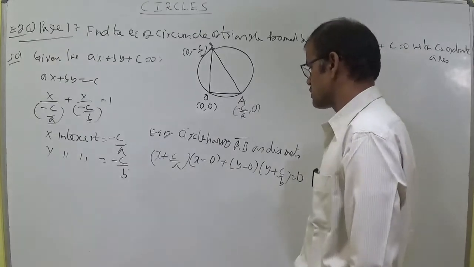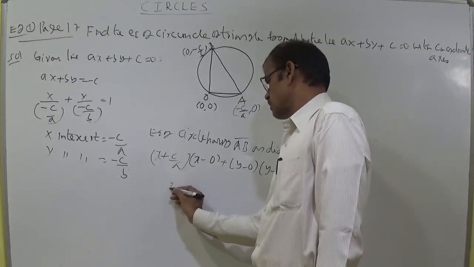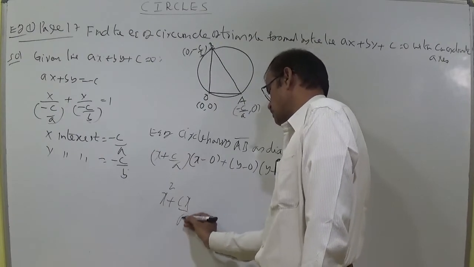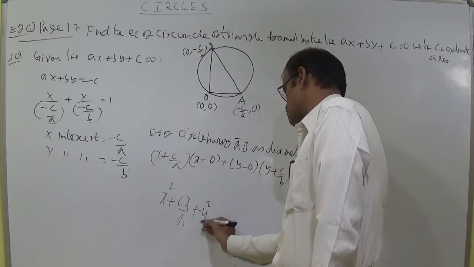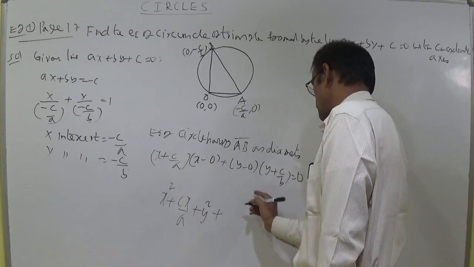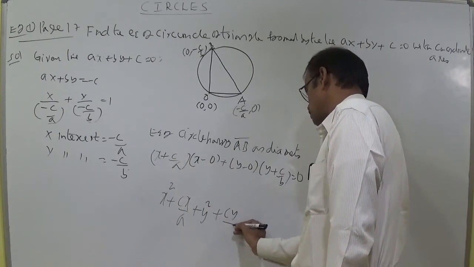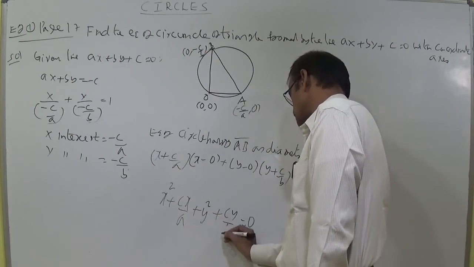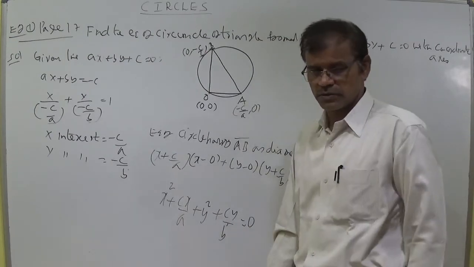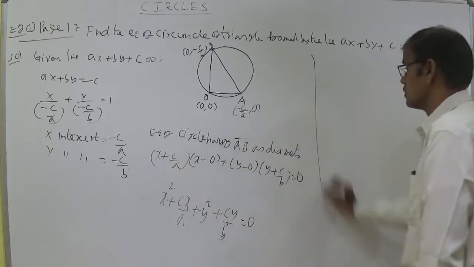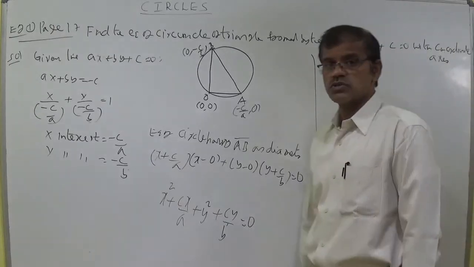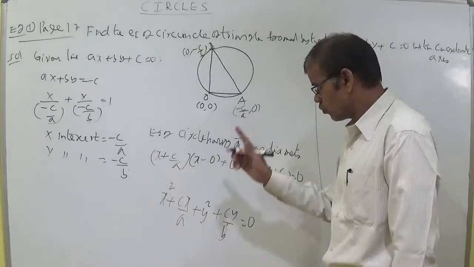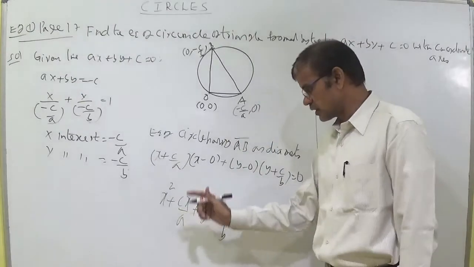By simple simplification we get x square + cx/a + y square + cy/b = 0. This is the equation of the circumcircle. I think this is a CUQ 17th bit, in the conceptual question objective, and in level 1 maybe the 23rd question. So I am saying this only for the objective.